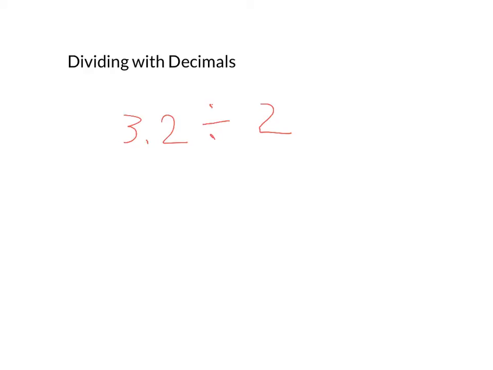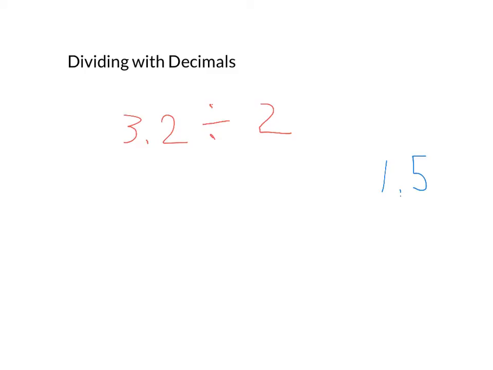First thing you should do, you should estimate. You should say, well, how many times does 2 go into 3? Well, we know it goes in at least one time, so one and a little bit more. So it goes in about 1.5 times if we were to divide 2 into 3. So that's a good estimate. If my answer is that, then I know I'm on the right track.